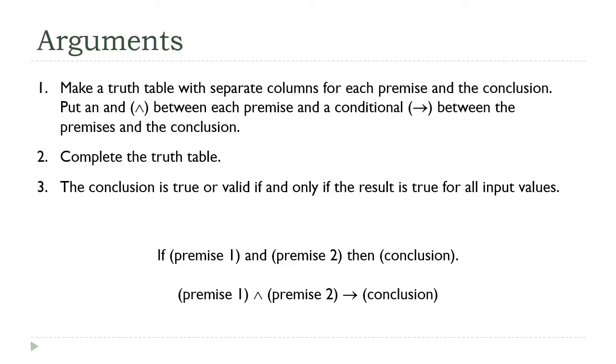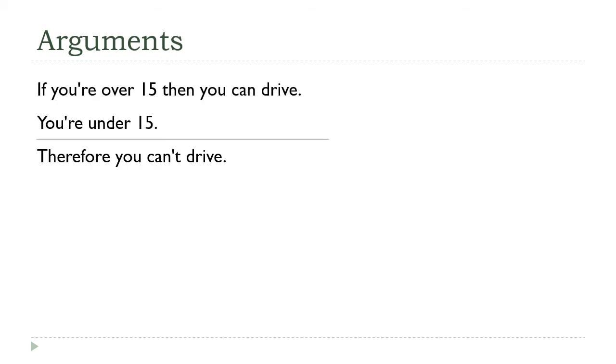So now that we've seen a simple walkthrough of an example of an argument, I want to look at a few more examples here. And before we do that, I've rewritten the process for validating an argument. We start with a truth table based on the premises and the conclusions. The premises get joined with an and, and we join the premises and the conclusion with a conditional. All right, so let's look at an example here.